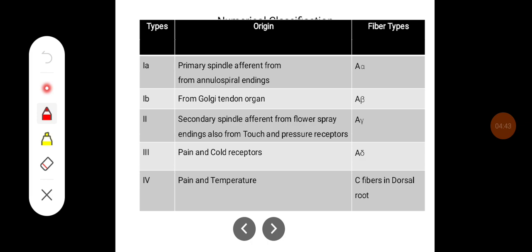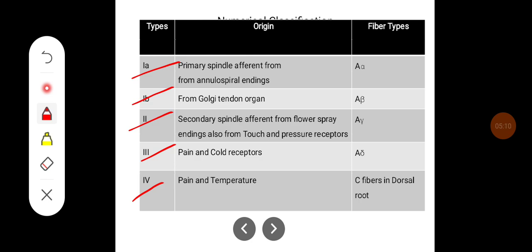They have also been classified based on a numerical classification. This is a sensory classification. The types are 1A, 1B, type 2 fibers, type 3 fibers, and type 4 fibers, and they are synonymous with A alpha, A beta, A gamma, A delta, and C fibers of the Erlanger-Gasser classification. Okay. So these are purely sensory.